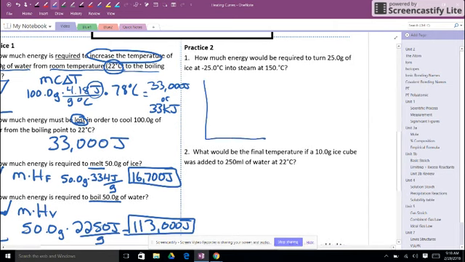So this first question: how much energy would be required to turn 25 grams, so there's our mass, of ice at negative 25 degrees Celsius into steam at 150? Remember that ice can get down to negative 273 degrees Celsius. Ice can be much colder than zero.